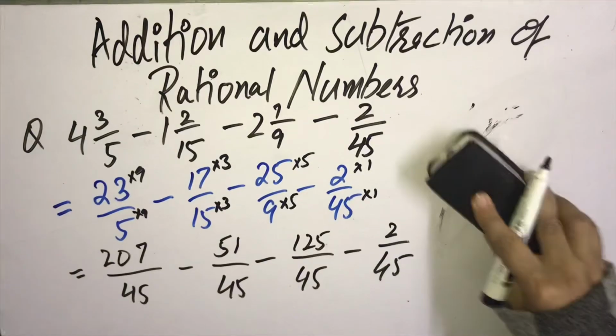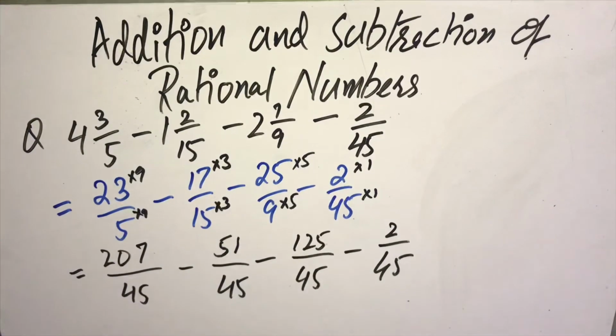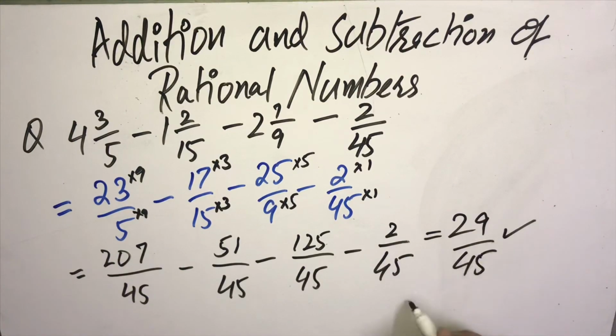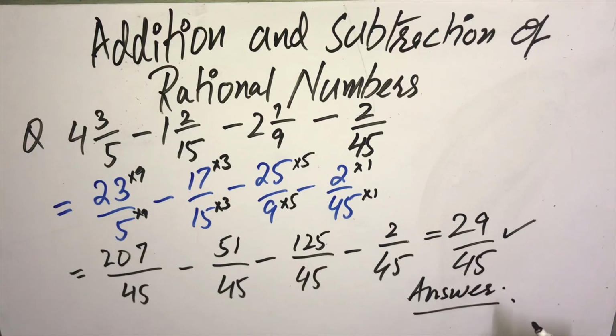So the final answer is 29 over 45, and we cannot convert it into a mixed number as it is already in proper form, a proper fraction.